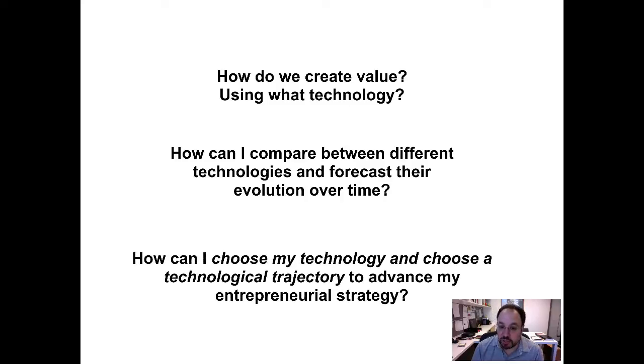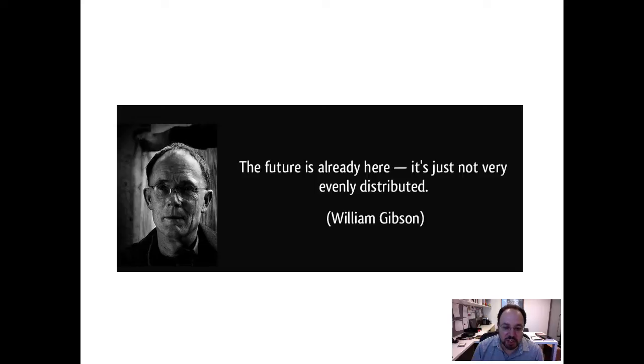So the question that we're going to answer today, or try to answer today, is how can I choose my technology and choose a technological strategy to advance my technological trajectory to advance my entrepreneurial strategy? Of course, what you're dealing with here, with these technology choices, is not actually inventing something new. That's hopefully your core idea. What you're doing is you're taking advantage of technologies that are out there and you're applying them to your business.